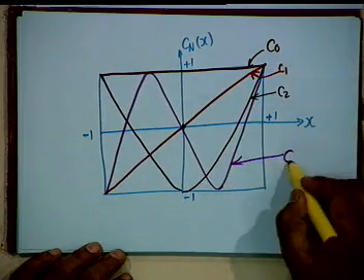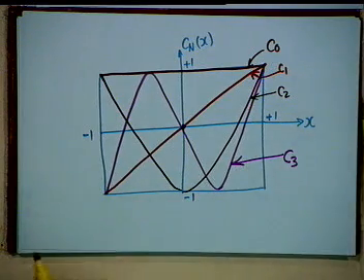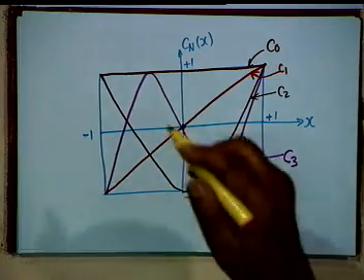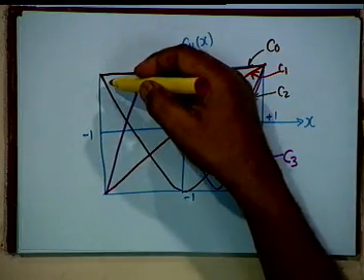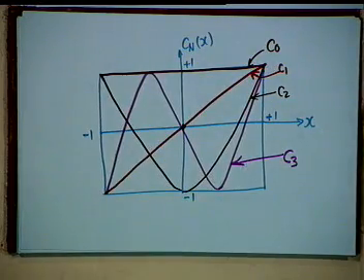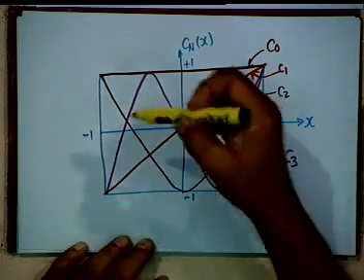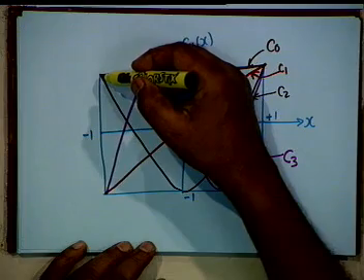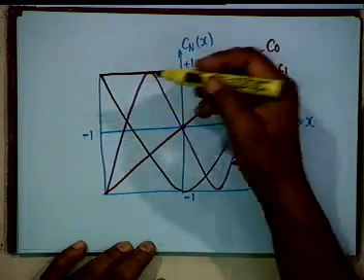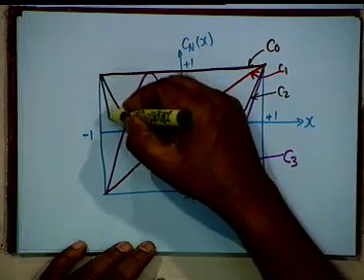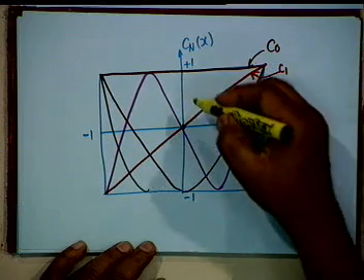This is C3. C4 starts from plus 1 and I have run out of color. No, I have one more. It starts from plus 1? Sure? 8x^4 minus 8x^2. So, plus 1 goes like this.